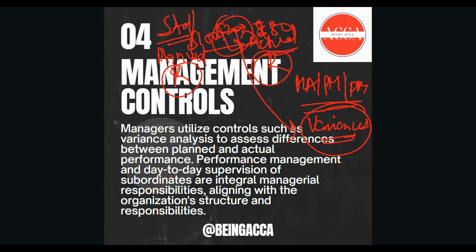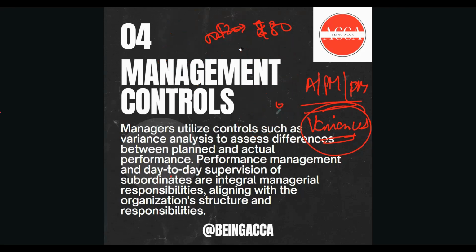Managers utilize controls such as variance analysis to analyze the difference between planned and actual performance. So I will see why this variance of $20 occurred. What was the reason? Was it a genuine reason, or maybe someone did fraud or someone did error? So these are management controls. Variances are part of your management controls, right?